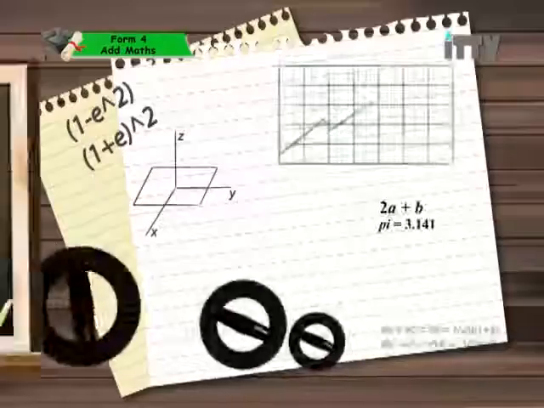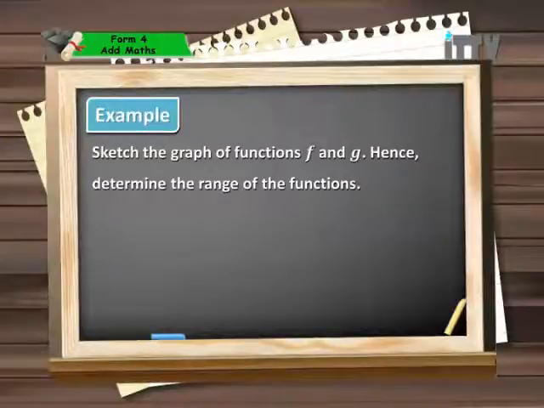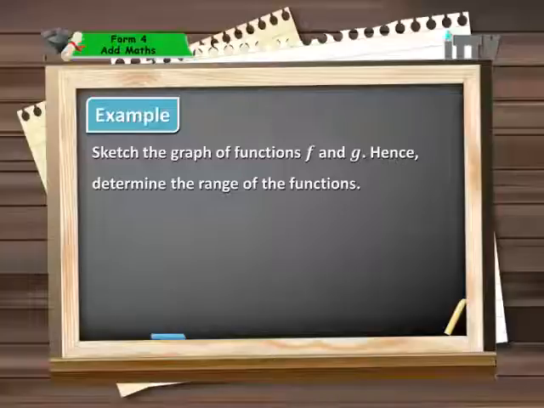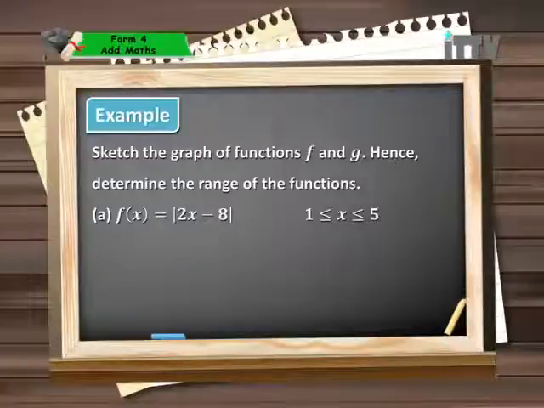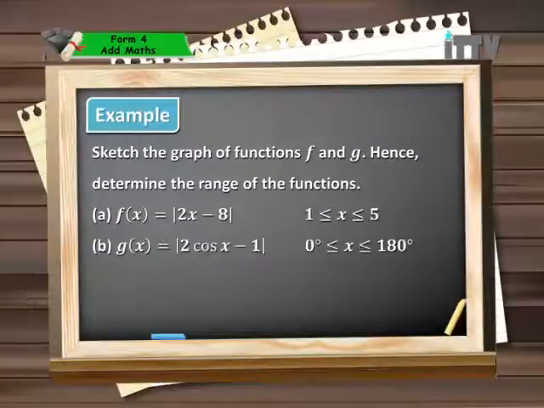Now, let's try our hand at actually working out some examples from the functions given. In this example, sketch the graph of functions f and g, hence determine the range of the functions. In part A, the function f(x) is given as the absolute value of 2x minus 8, where x is any value from 1 to 5. And for part B, g(x) is the function absolute value of 2 cos x minus 1, where x is any value from 0 degrees to 180 degrees.